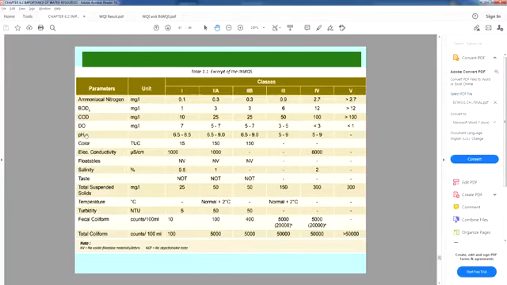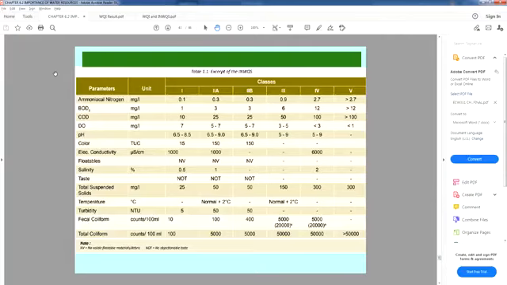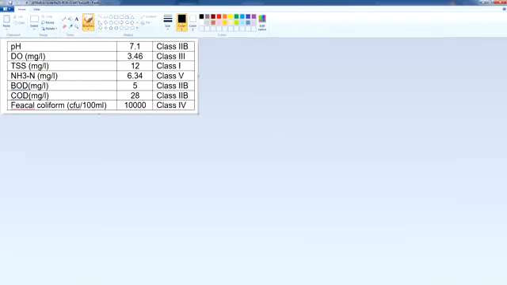Ammonia is 6.34. Where is ammonia? It is ammoniacal nitrogen, at the top, the highest. And it is in class 5. So that means the concentration of ammonia is very high for this river. Class 5 is the worst case for the ammonia. And BOD, how much here?